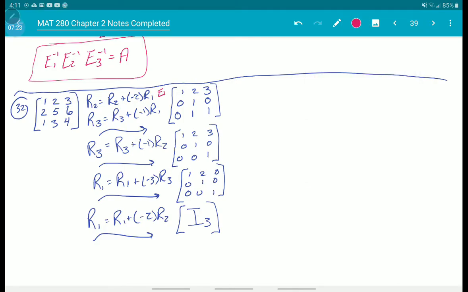So E1 will perform that same operation on the identity for a 3 by 3. So it's going to replace row 2 with row 2 plus negative 2 times row 1. So there's our new row 2. E2 is going to come from replacing row 3 with row 3 plus negative 1 times row 1.